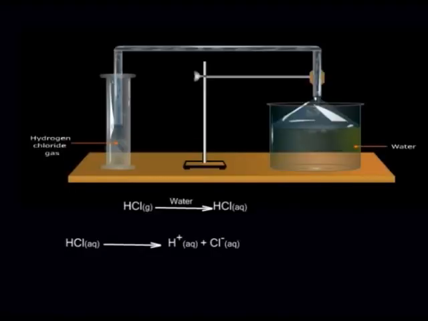Aqueous hydrogen chloride. Hydrogen chloride gas readily dissolves in water to form hydrochloric acid. The acid turns a blue litmus solution red. Hydrochloric acid is a strong acid which in dilute solution dissociates completely into hydrogen and chloride ions. It is the hydrogen ions that are responsible for its acidity.